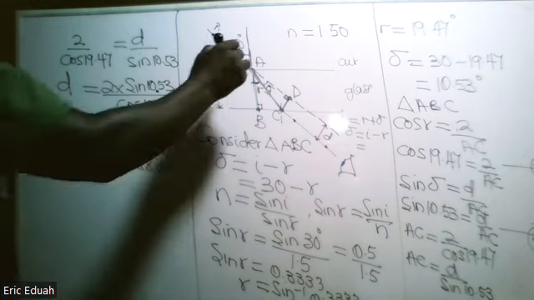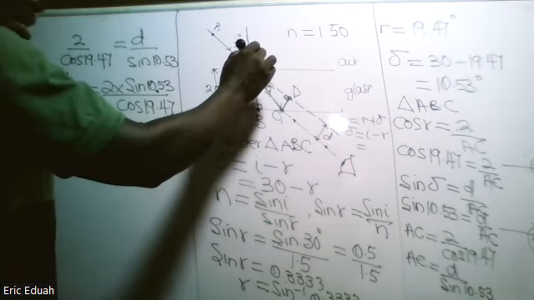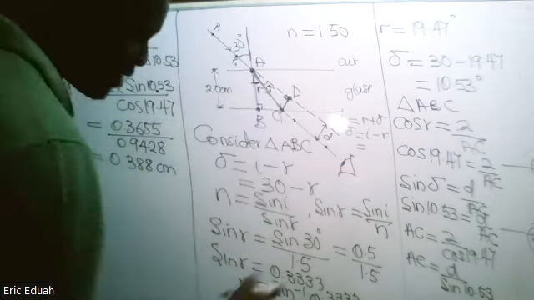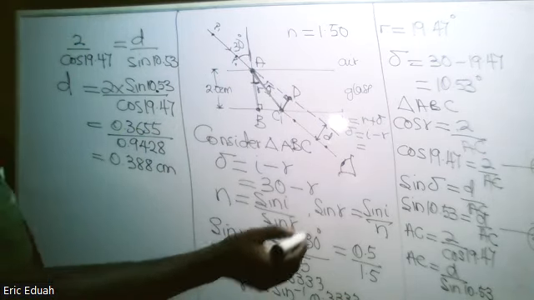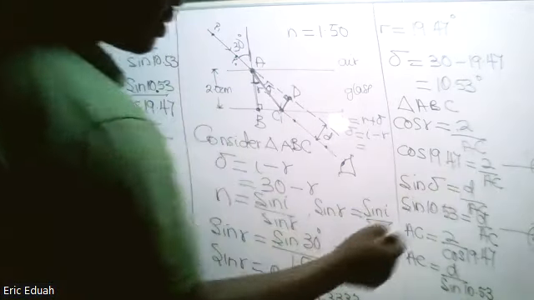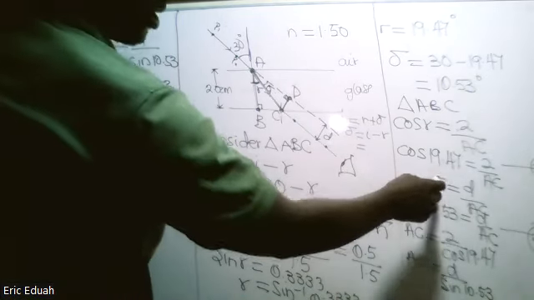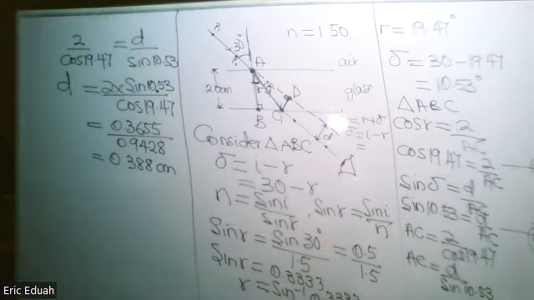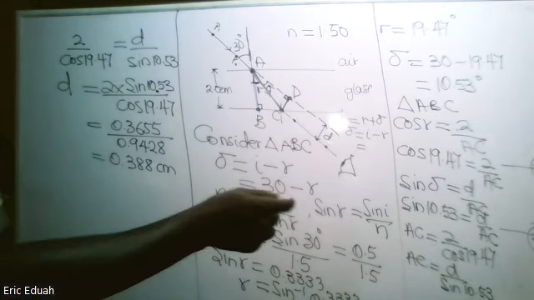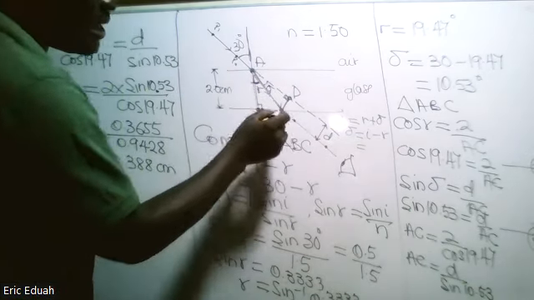Because its distance or its path is AC, we have AC is equal to 2 over cos of 19.47. So we can easily calculate for AC.